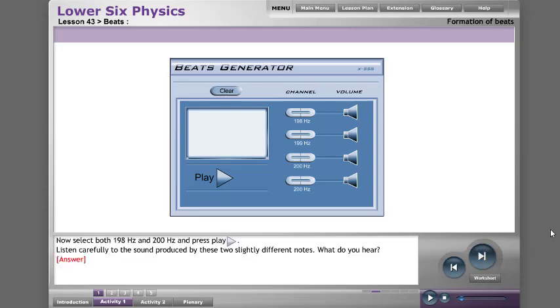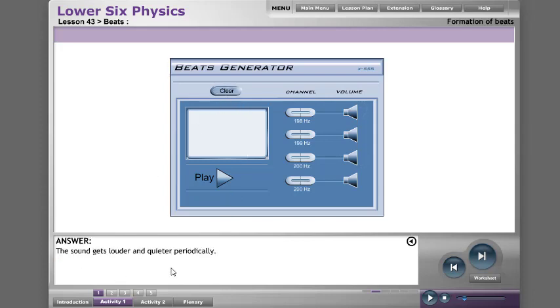Now select both 198 Hz and 200 Hz and press play. Listen carefully to the sound produced by these two slightly different notes. What do you hear? Answer: the sound gets louder and quieter periodically.